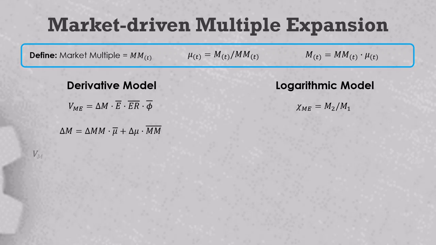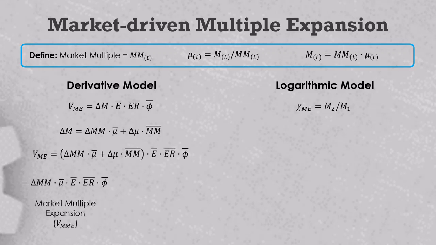Now, when you plug this delta M expression into the multiple expansion formula, you get two new value drivers: market multiple expansion, which is driven by delta MM, and intrinsic multiple expansion, which is driven by delta mu. These two value drivers always add up to the multiple expansion value that you get from the formula up top.